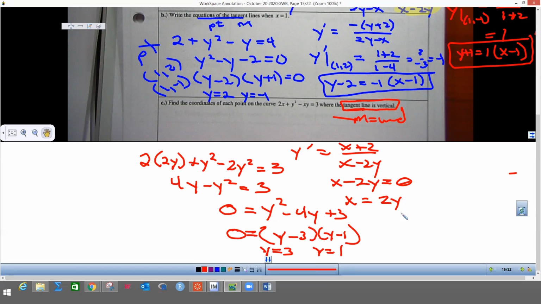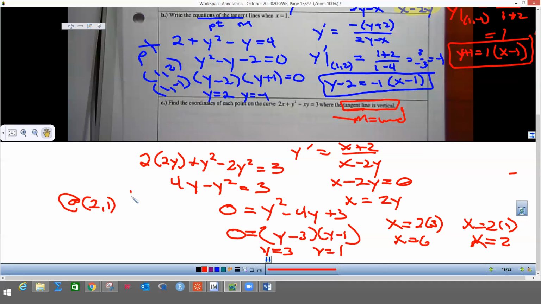So now I've got to plug both these back in here to find the x value of that. So x equals 2 times 3 will give me x equals 6. And then x is going to equal 2 times 1, which will give me x equals 2. So at the point (2, 1) and at the point (6, 3), the tangent line has a vertical slope, or is vertical. I should say the tangent line is vertical. So kind of a tough problem with a lot of algebra in it.